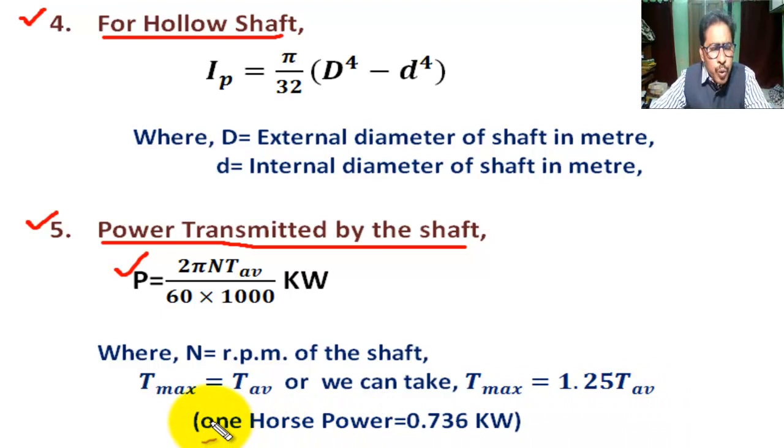Now, we know the old practice was to express power in horsepower unit. In this case, 1 horsepower equals 0.736 kilowatt. Okay, 1 HP equals 0.736 kilowatt.